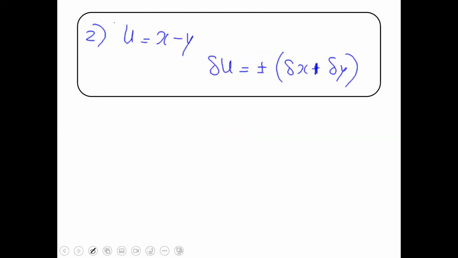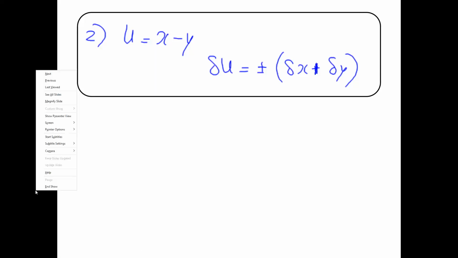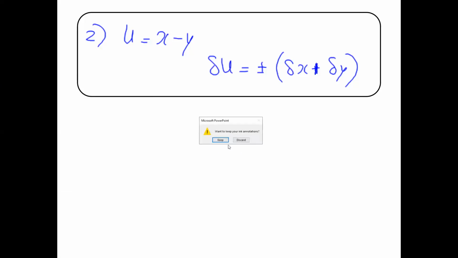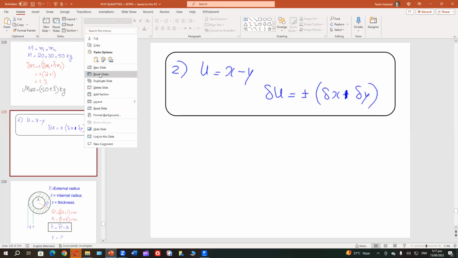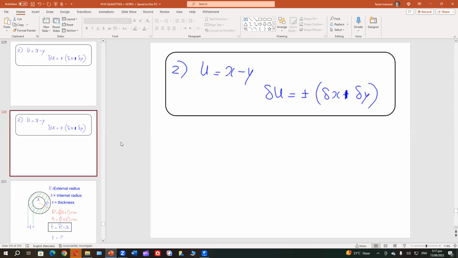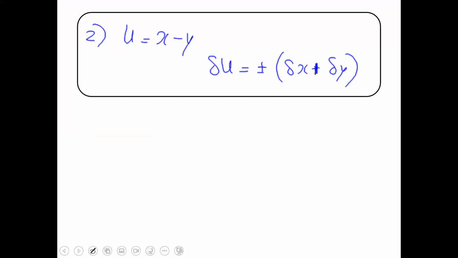Rule number 2: if u is equal to x minus y, delta u is equal to plus minus delta x plus delta y. What does this rule say? If two variables are subtracted, their uncertainties are still added. Now you have to copy this screen. Okay.